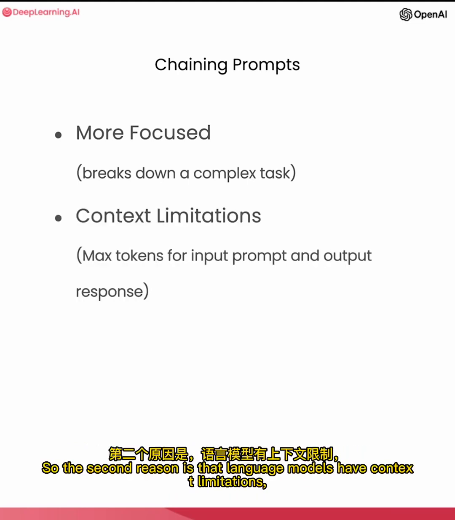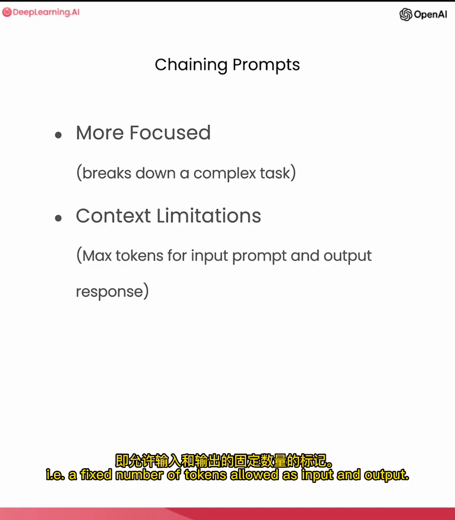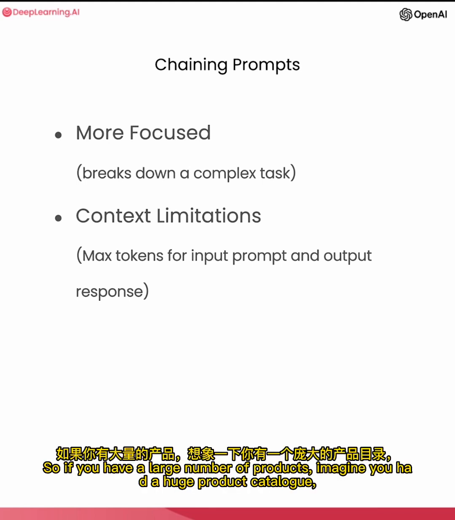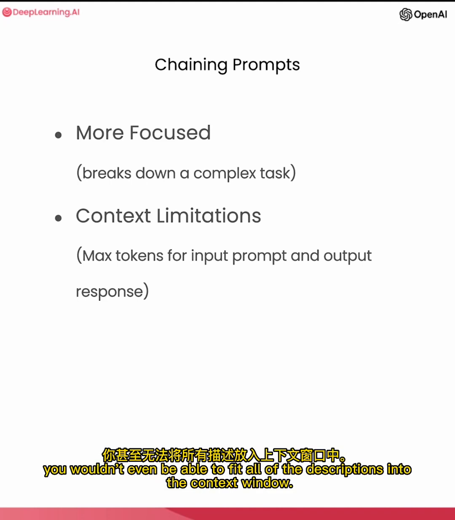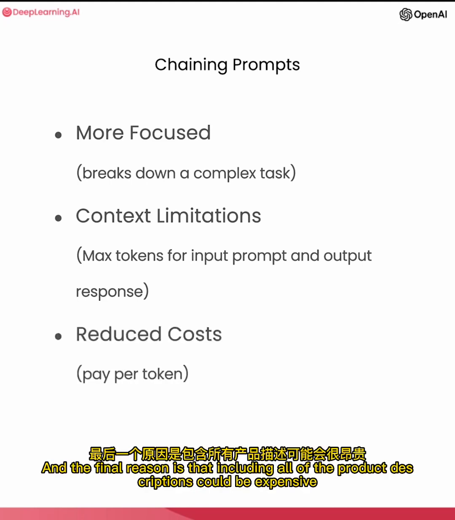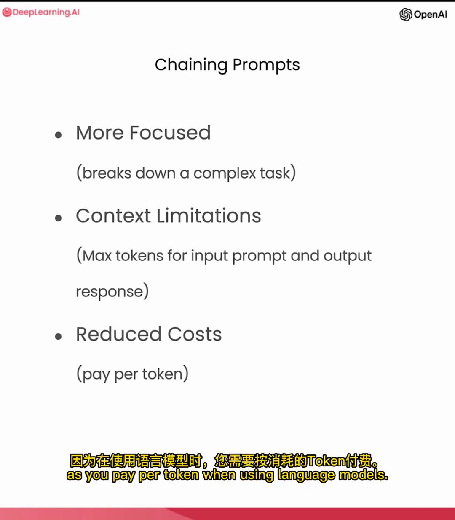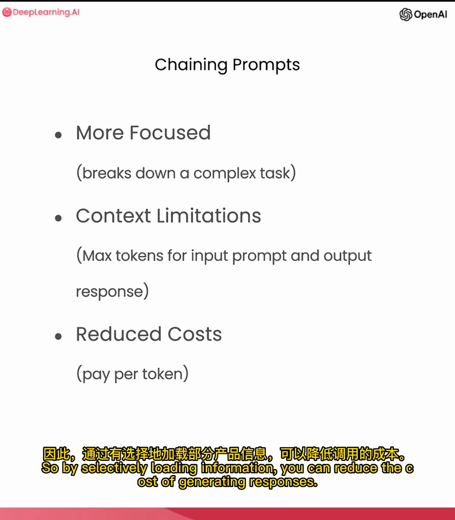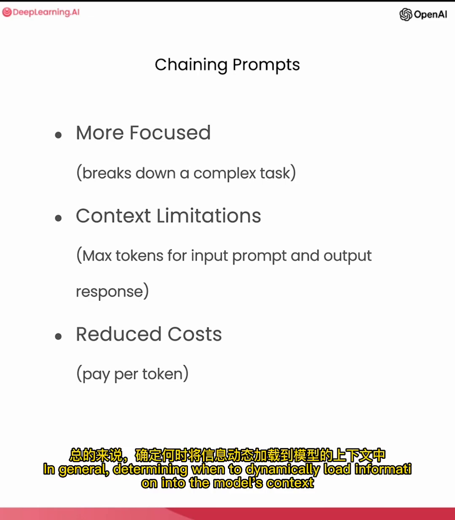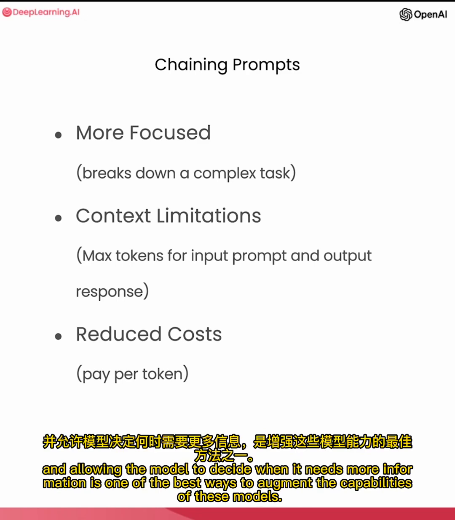So the second reason is that language models have context limitations, i.e. a fixed number of tokens allowed as input and output. So if you have a large number of products, imagine you had a huge product catalog, you wouldn't even be able to fit all of the descriptions into the context window. And the final reason is that including all of the product descriptions could be expensive, as you pay per token when using language models. So by selectively loading information, you can reduce the cost of generating responses. And in general, determining when to dynamically load information into the model's context and allowing the model to decide when it needs more information is one of the best ways to augment the capabilities of these models.